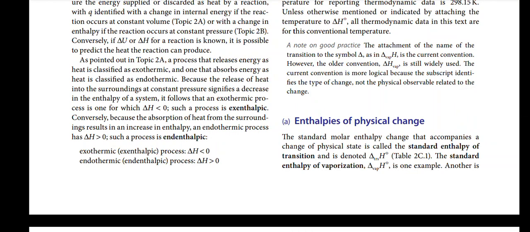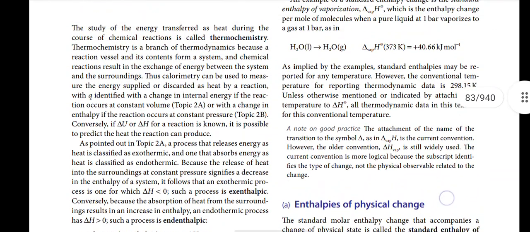Exothermic process: delta H is less than 0. Endothermic process: delta H is greater than 0.